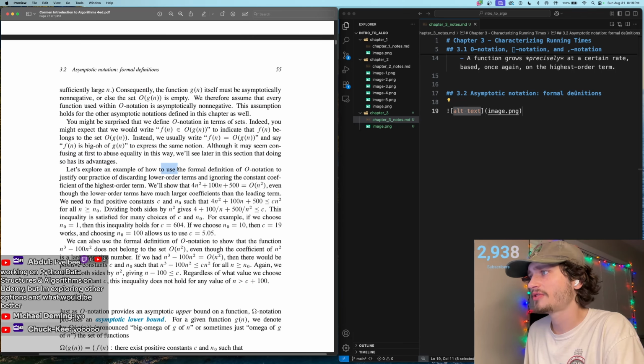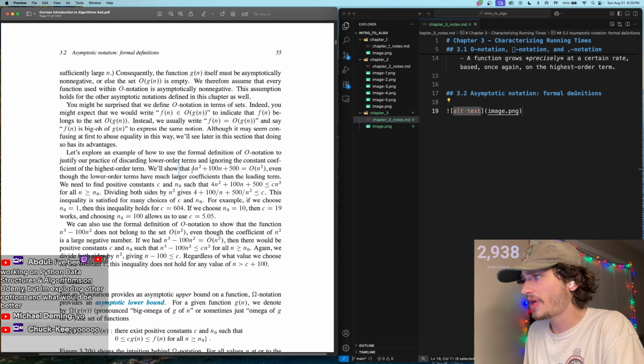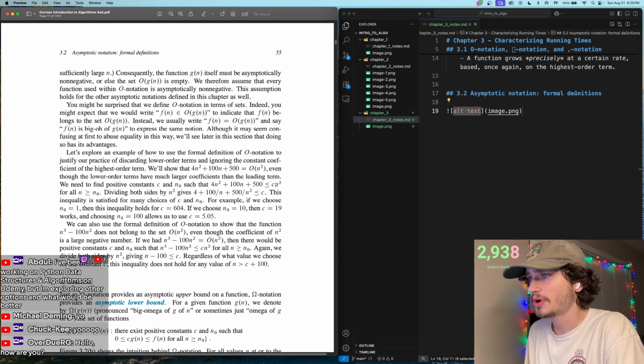Let's explore an example of how to use the formal definition of big O notation to justify our practice of discarding lower order terms and ignoring the constant coefficient of the highest order term. We'll show that 4n squared plus 100n plus 500 is equal to O of n squared, even though the lower order terms have much larger coefficients than the leading term. We need to find positive constants c and n naught such that 4n squared plus 100n plus 500 is less than or equal to c times n squared for all n greater than or equal to n naught.